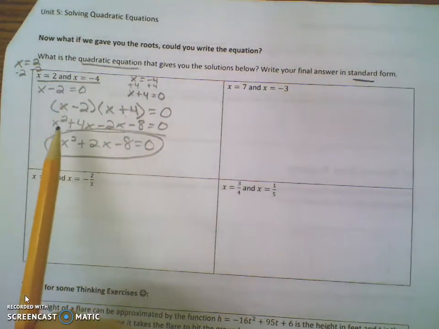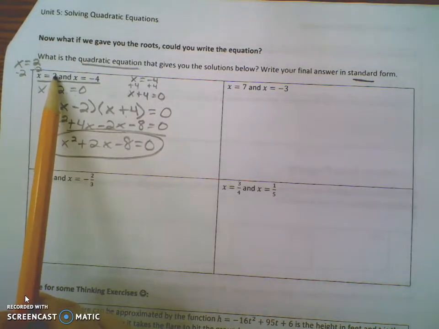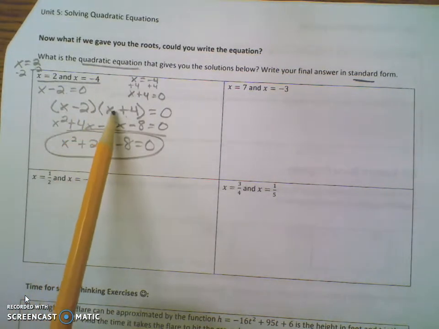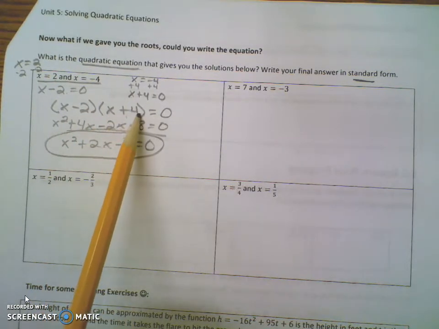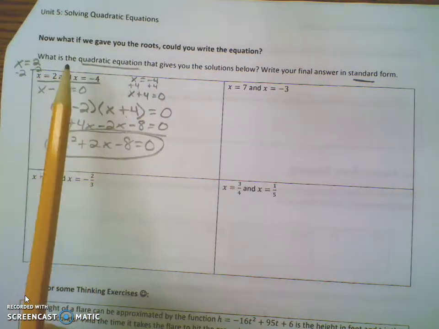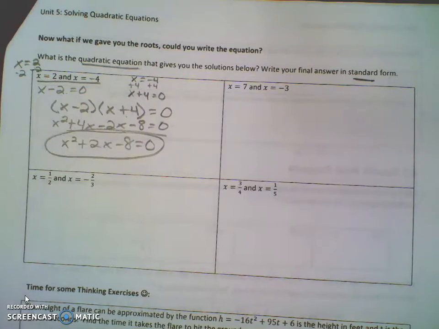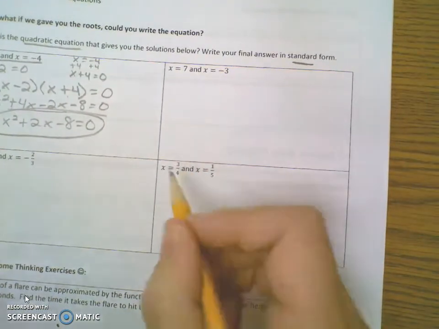Another way to do it is to think, if 2 equals x, then x minus 2 is going to equal 0. If x is negative 4, then x plus 4 is going to equal 0. So you can either work it out like that, or do it in your head and think about what would give you 0 from that. Let's do one more. We're going to do this one together.